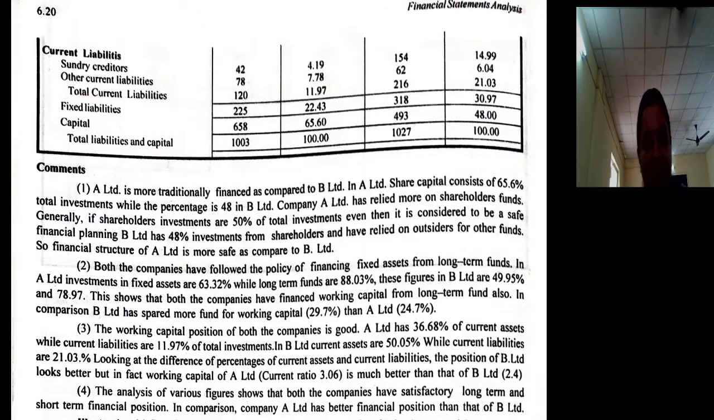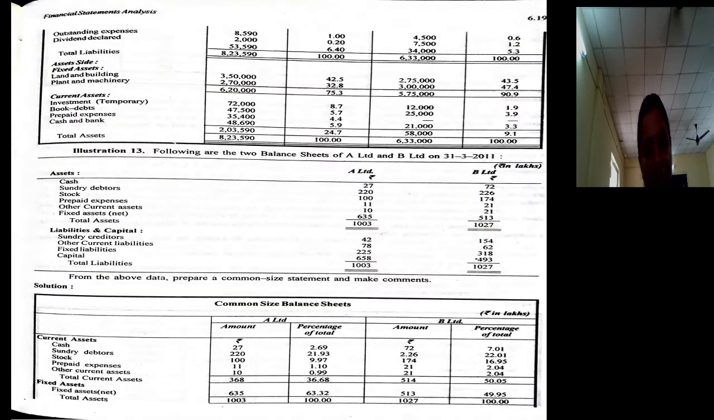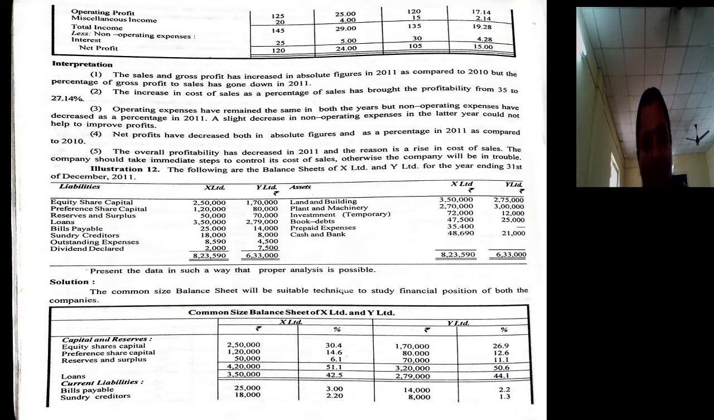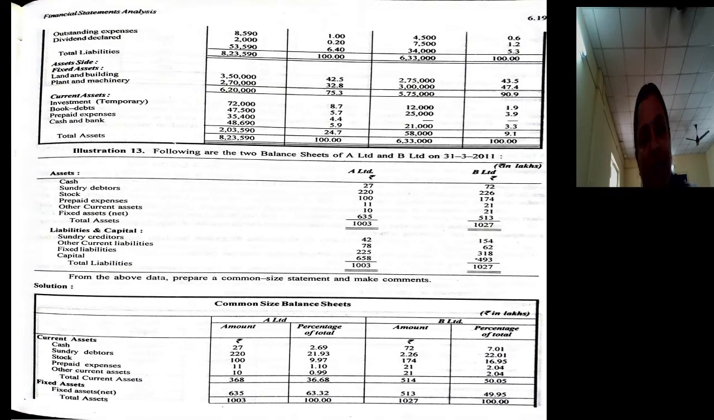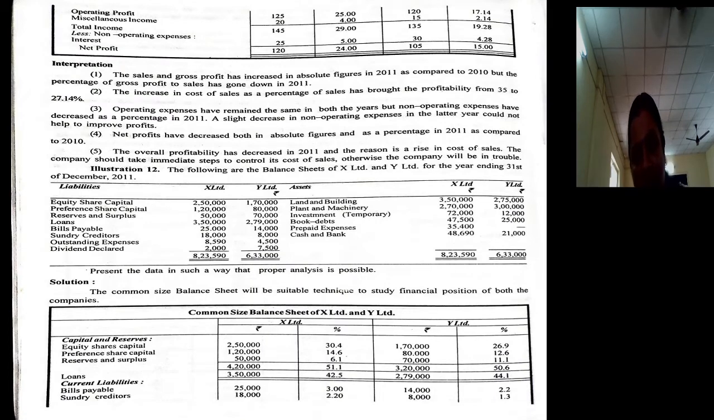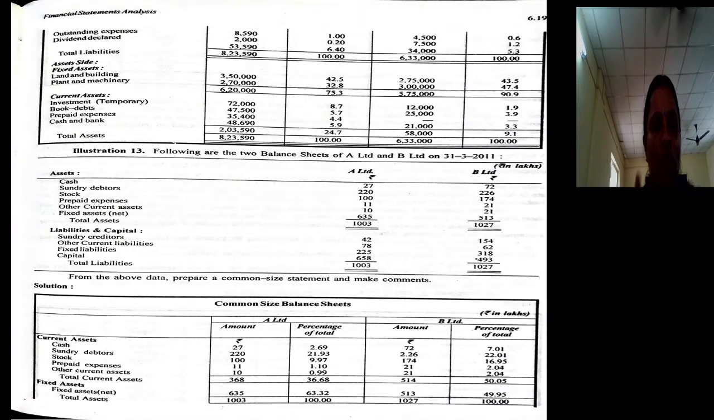They started with the liability side, particularly capital and reserve. So equity share capital of X Limited, then preference share capital, reserves and surplus, total capital and reserve, then loan, that is long-term loan, then current liability: bills payable, sundry creditors, outstanding expenses, dividend declared, total current liability, then total liability. Total liability means total of capital and reserve, loan and current liability. It is 8,23,590 with regard to company X, and 6,33,000 with regard to company Y.